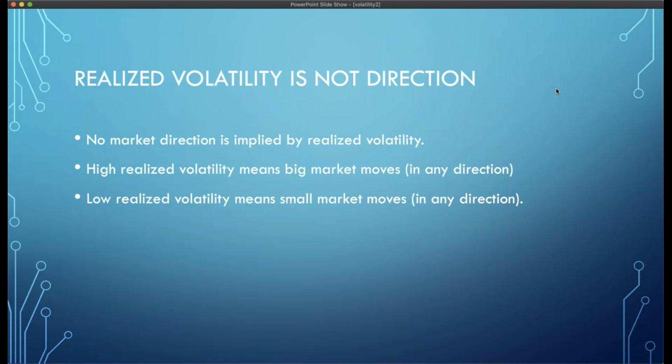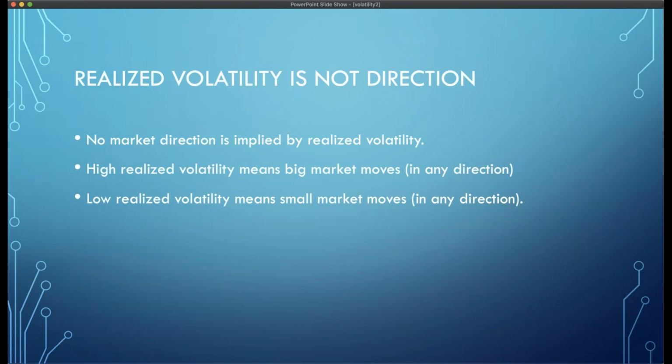So even if you don't know exactly what volatility is, the key concept to understand is that high realized volatility means big market moves in any direction. Okay, volatility is not dependent on direction. And low realized volatility means small market moves. So right now we are in a transition from low realized volatility into a period of high realized volatility, and we will get used to more moves into October and November.